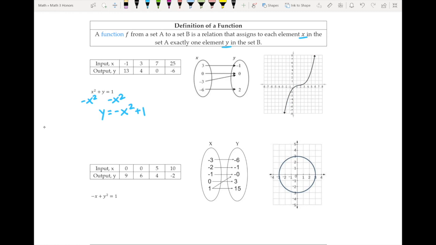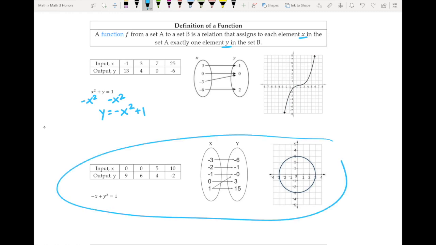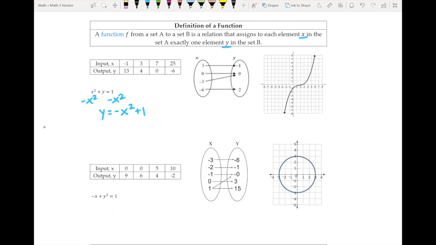Now the difference between those functions and these ones down here that are not functions, again, it has to do with that input, that x value. It can have no more than one y value, no more than one output. So this 0 hits an output or y value of 9. The same x value 0 has a second output, a second y value of 6. So because of this right here, this is not a function.